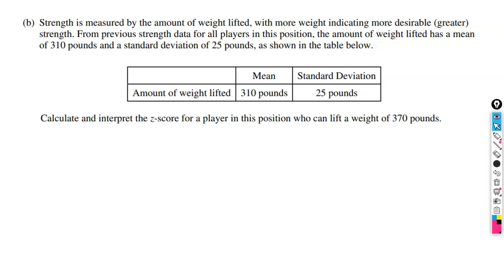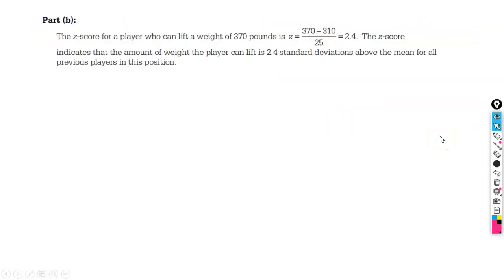So let's find the z-score of someone who can lift 370. Just going to read it. That's the mean, standard deviation. Let's find the z-score and interpret it. So the z-score, you take your actual minus mean over standard deviation, and we got 2.4. That indicates that lifter is 2.4 standard deviations above the mean for all previous players.